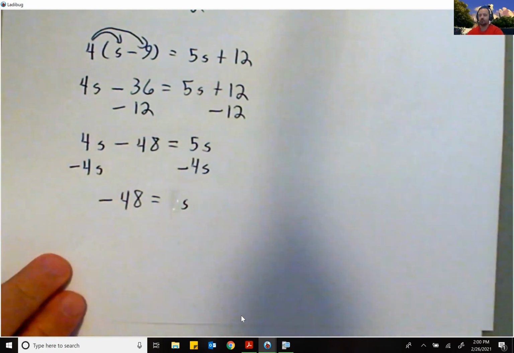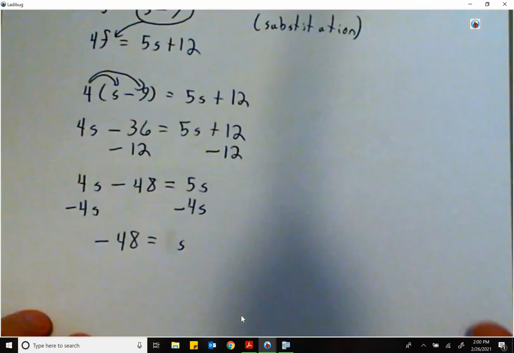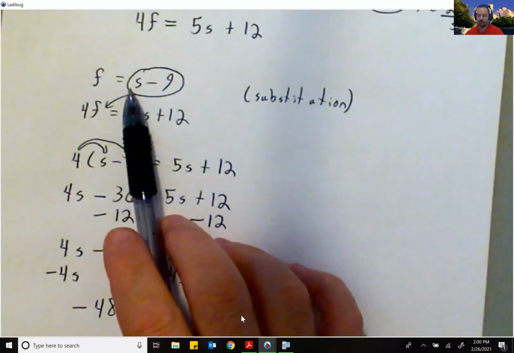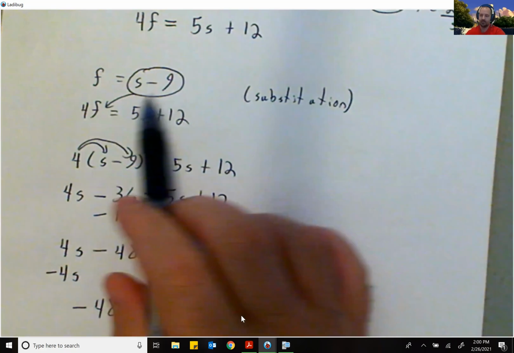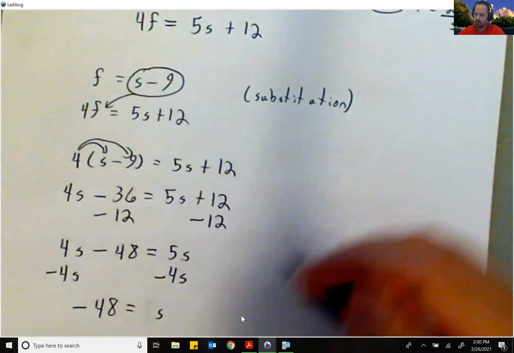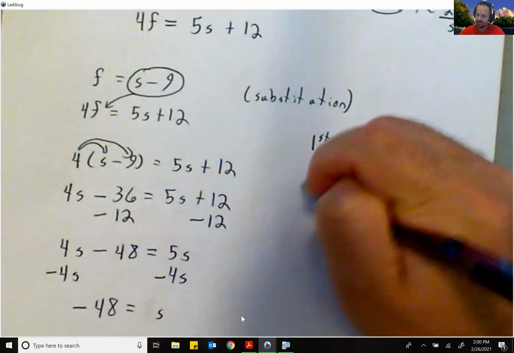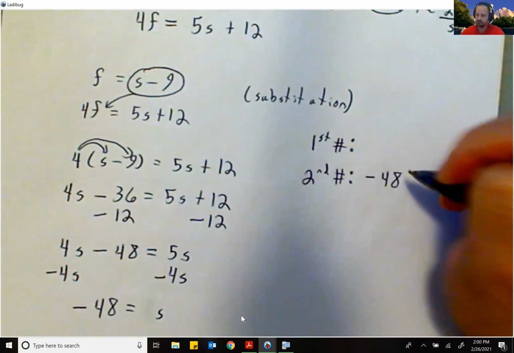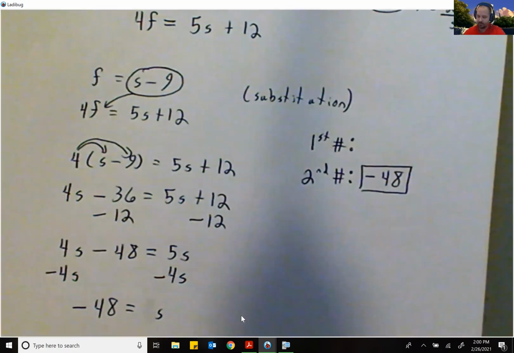How do I get the first number? You input that into the equation that's already isolated. Yes, we can put it right back into that. That would be the easiest, but I could put it back into either one of these two. It doesn't really matter, but I'm going to do what you just told me to do. I'm going to go back into this one. We already know that the second number is negative 48, so we got that piece. To get the first number, we're just going to plug back in.